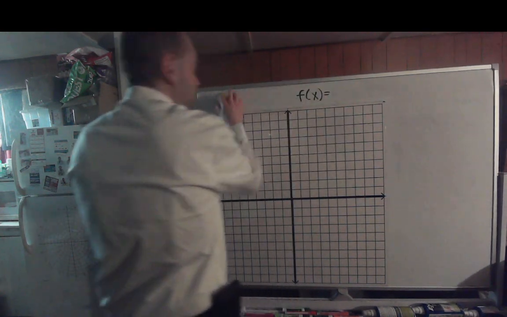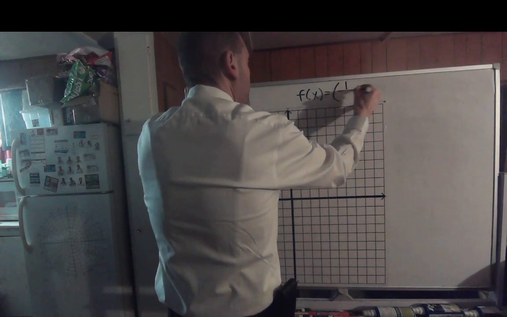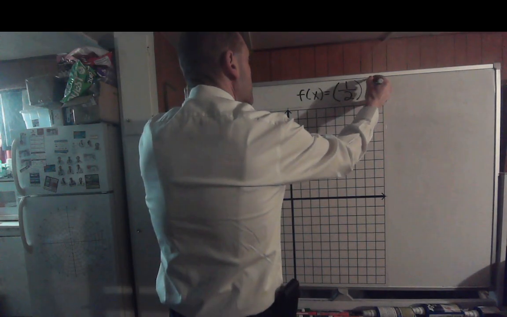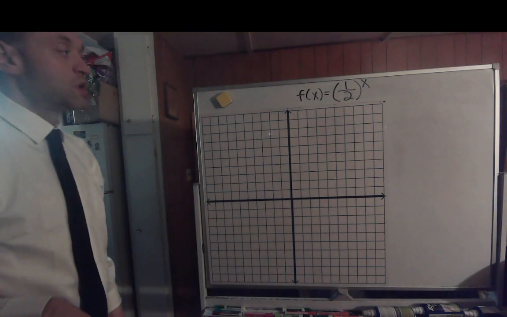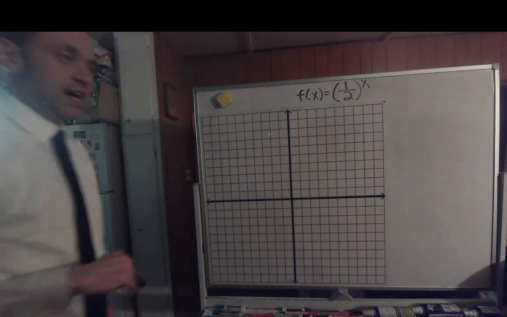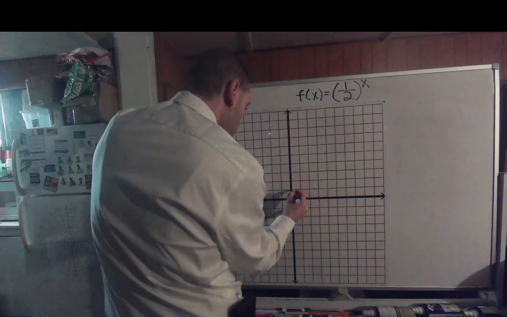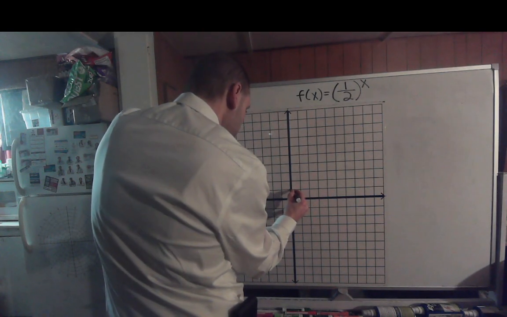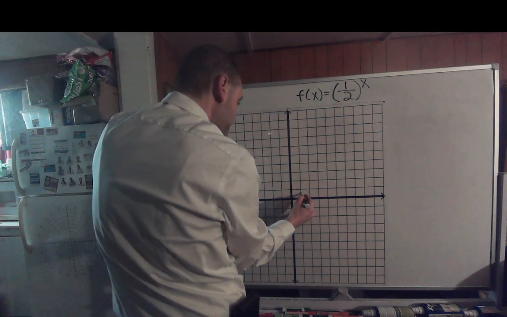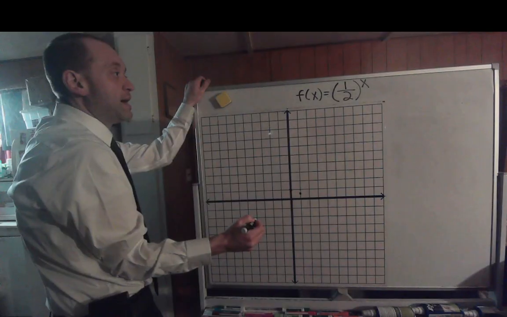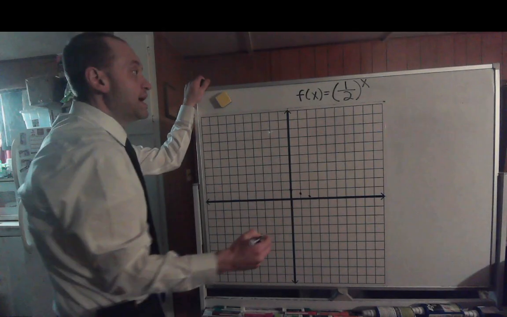Now let's talk about something else here. What if I did 1/2 to the x? Well, let's graph this real quick. So 1/2 to the 0 power is still 1. Now let's say I make x 1, you would get 1/2. What if I made x 2, you would get 1/4. Alright, let's make x negative 1.